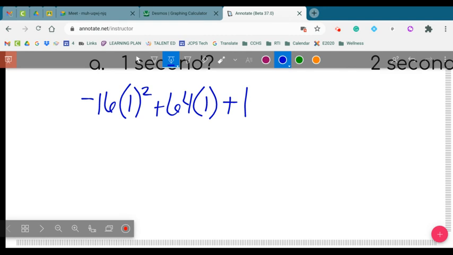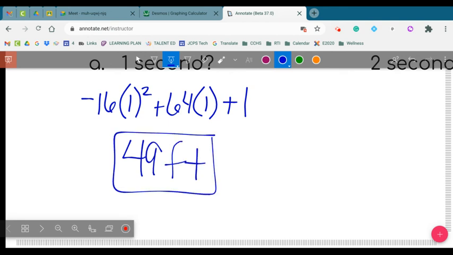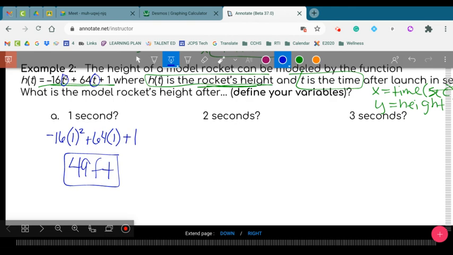Whenever you do this, I'm going to type it into the calculator. Negative 16 parentheses 1, close it, square the parentheses, plus 64 times 1, so put in parentheses, plus 1. And your answer is 49. So it'll be 49 feet in the air. We're going to do the same for the next one.